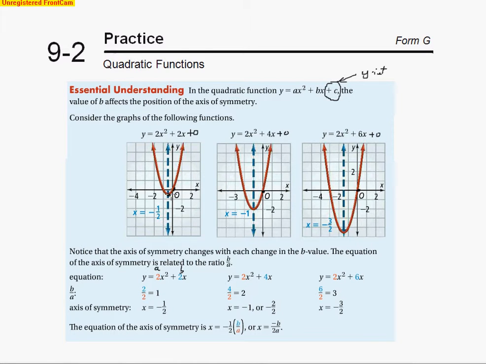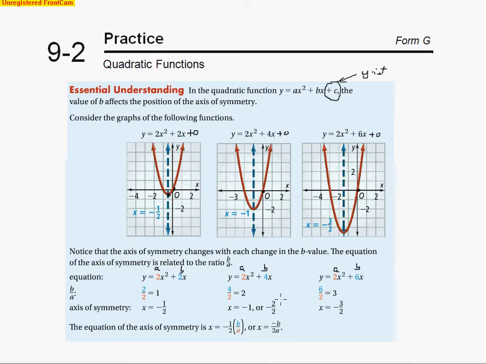And notice where this axis of symmetry is. It's at negative 1/2. So they got a 1 here, and it's negative 1/2. If we look at the next one, the b over a here is 2. And notice that we have an x value, axis of symmetry, of negative 1, which is negative 2 over 2. And same thing here, our b over a was 6 over 2, which made 3. And our axis of symmetry was negative 3 over 2. It's just right in between negative 1 and negative 2.